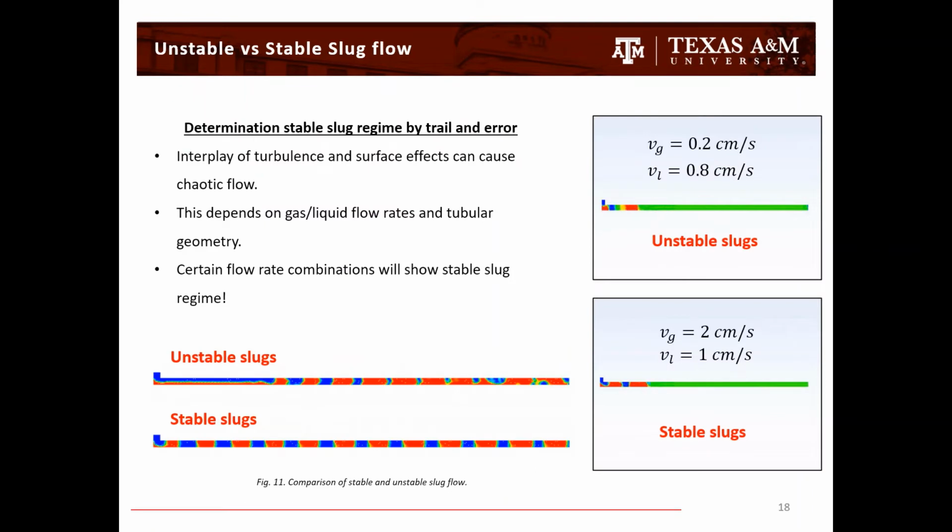However, it is important to understand that as you change the flow rate, there might be cases where you have an unstable slug flow. Basically, the dynamics are too chaotic that there won't be a stable slug flow. On the other hand, for some cases, there will be a stable slug flow. So we need to do a grid search for different sets of gas and liquid velocities so that we can find a stable slug flow regime.